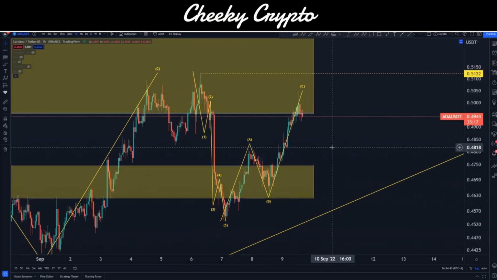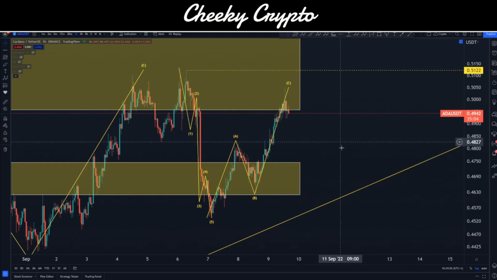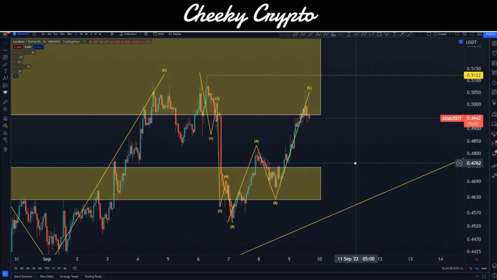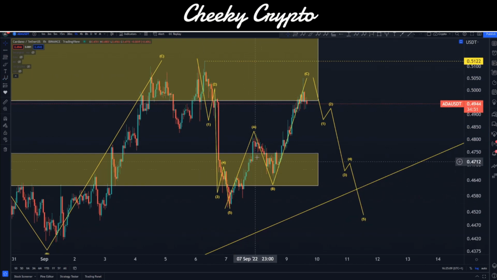One thing about this ABC zigzag structure is that our move upwards here should not cross the origin of our 5-wave structure down. So we should not cross any higher than 51.22 cent before we start to see the next 5 waves down. Essentially what we'll be looking for, let's hypothetically say we've already topped out here for Cardano, is some kind of 5-wave structure like this, and it should marry up as a 1-to-1 ratio with our A wave.